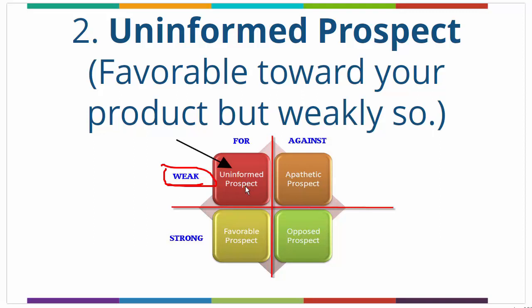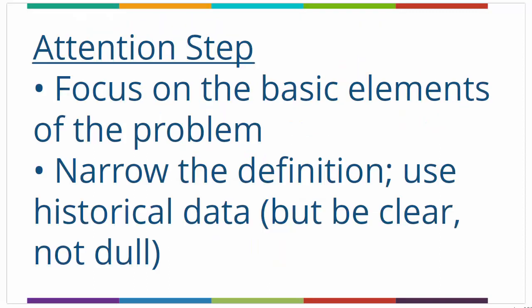Okay, they are for you, but they are weakly so. In other words, they are uninformed. You can regard them as being uninformed prospects. In other words, if they knew a lot more than they know now about your solution, they might be strongly for you. So we can say that these prospects are favorable towards your product, but weakly so.